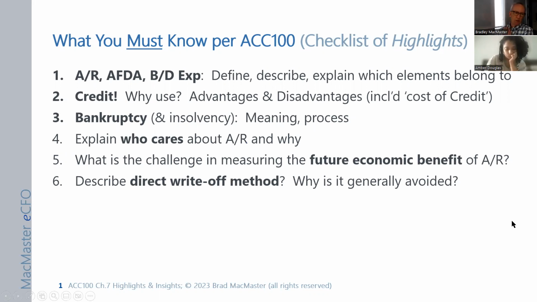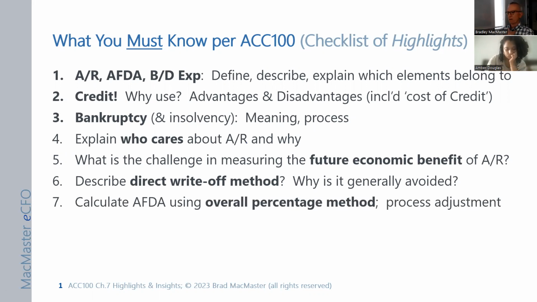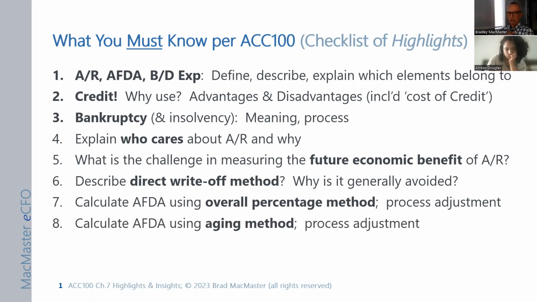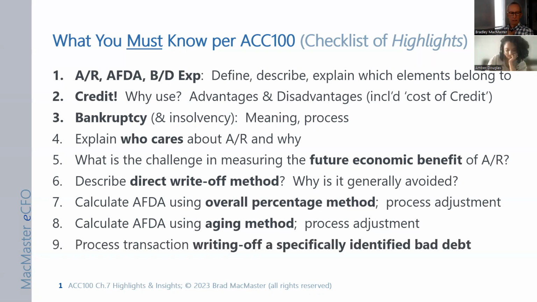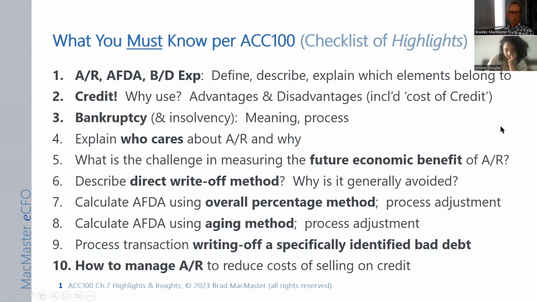I'll briefly talk about the direct write-off method and why we avoid it, and then how to calculate the allowance for doubtful accounts using 2 methods, the overall percentage method and the aging method, and we'll briefly review how to process the adjustment that's necessary. Under either method, the adjustment process is the same. So we'll look at an example of processing the transaction or writing off a specifically identified bad debt, and then we'll conclude with some highlights about how to effectively manage accounts receivable so that we reduce the costs of selling on credit.